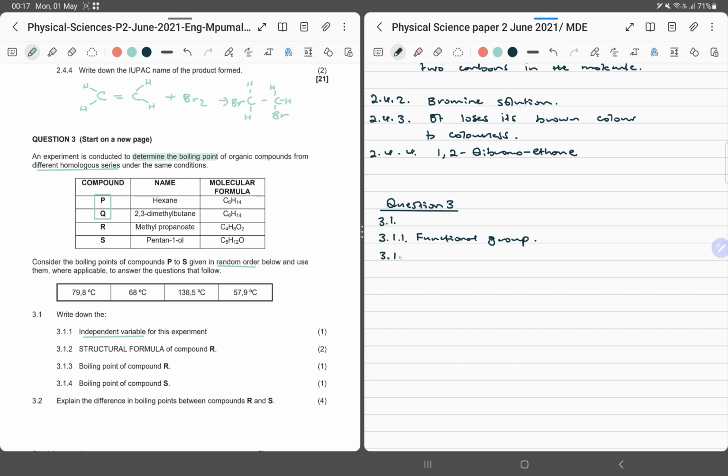Okay, 3.1.2 says write down the structural formula of compound R. So methyl propanoate is basically like this.